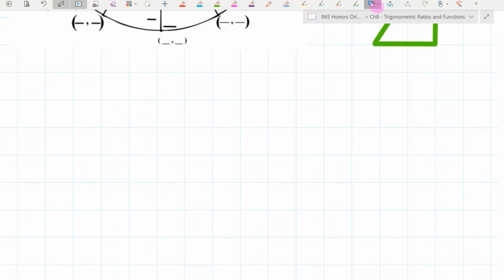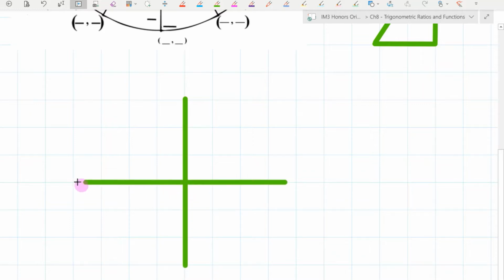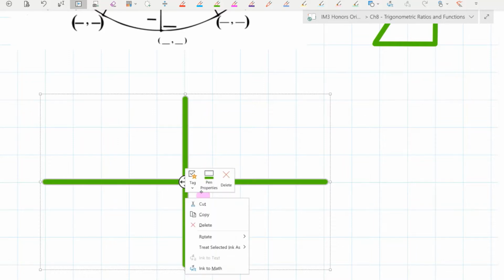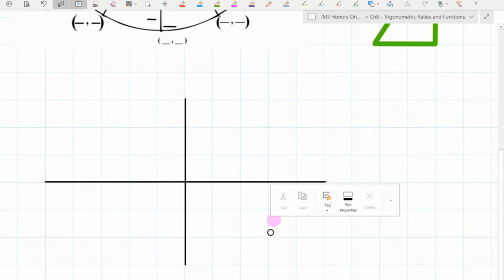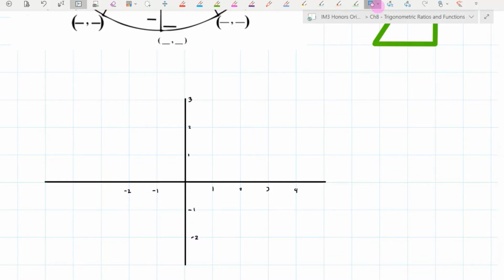So whenever you have an XY axis, let me draw this out, make it a little bit smaller. Let me make sure that these are all lined up, or it's pretty close. And these would be your numbers here. You would have 1, 2, 3, 4, 1, 2, 3, and then -1, -2, -1, -2, and so on.